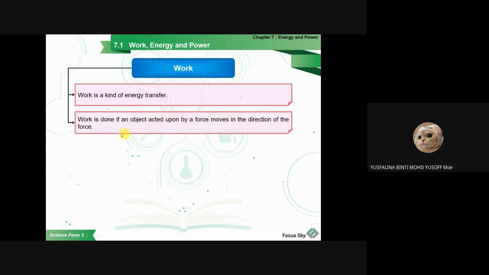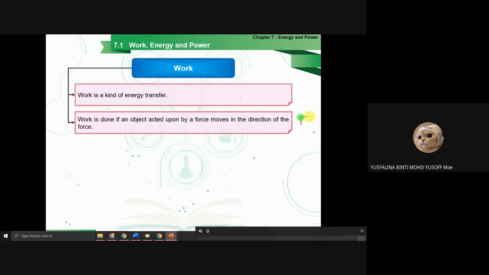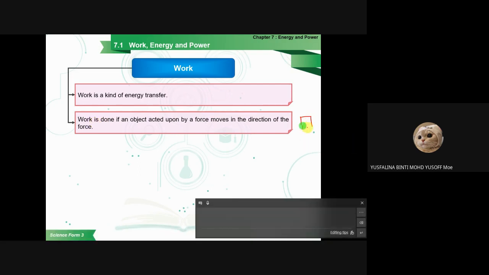Work is done if an object acted upon by a force moves in the direction of the force. Let's say you push the box to the right, so the object also moves to the right. That is considered as work done.